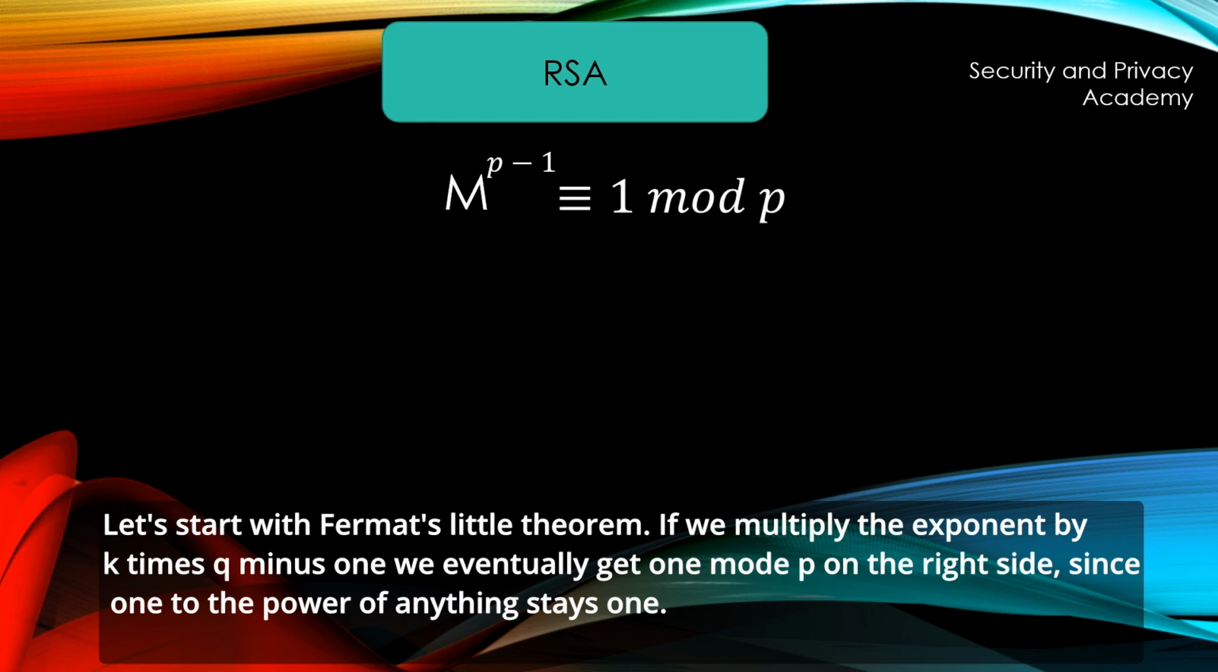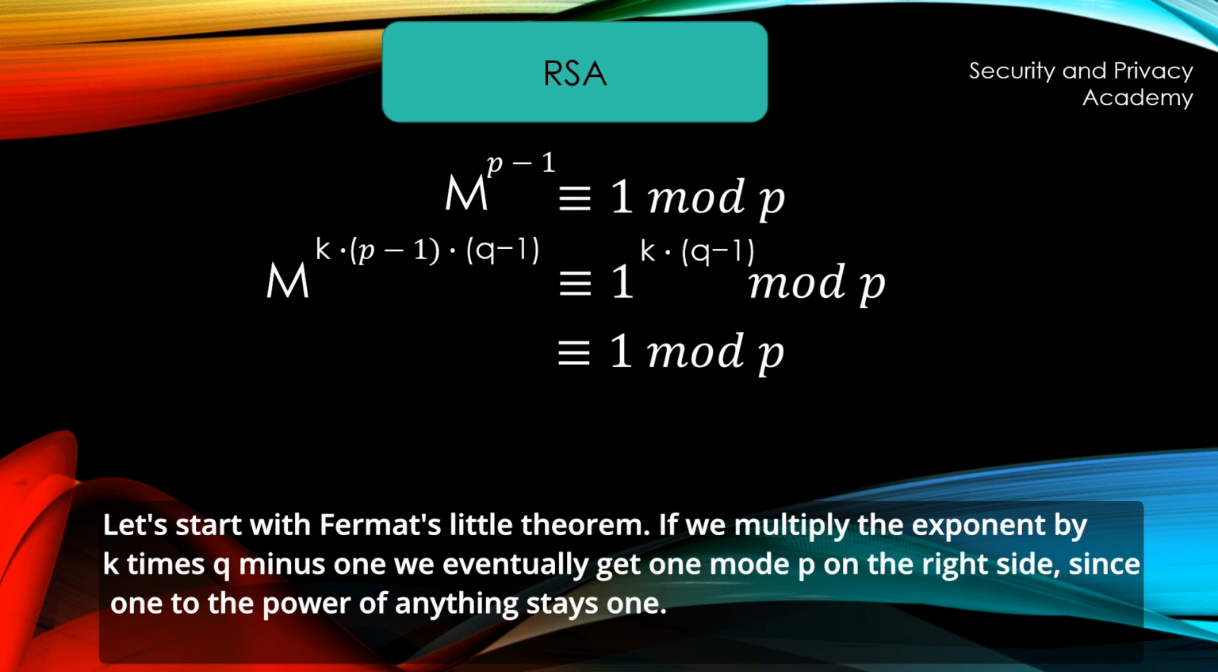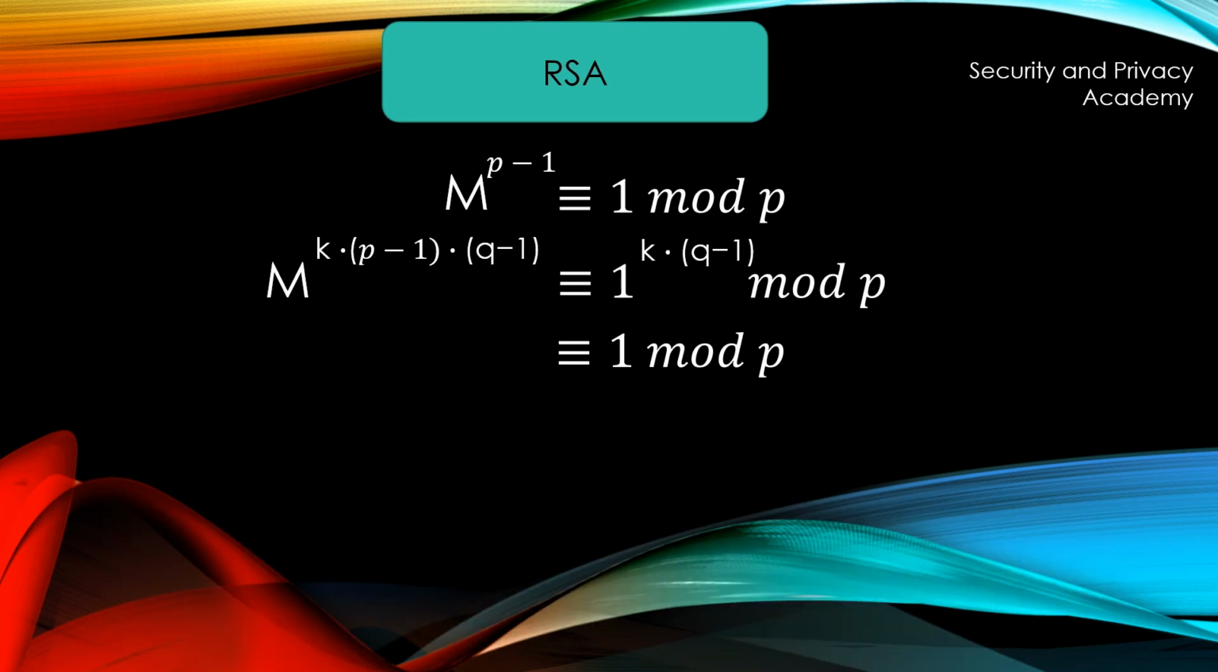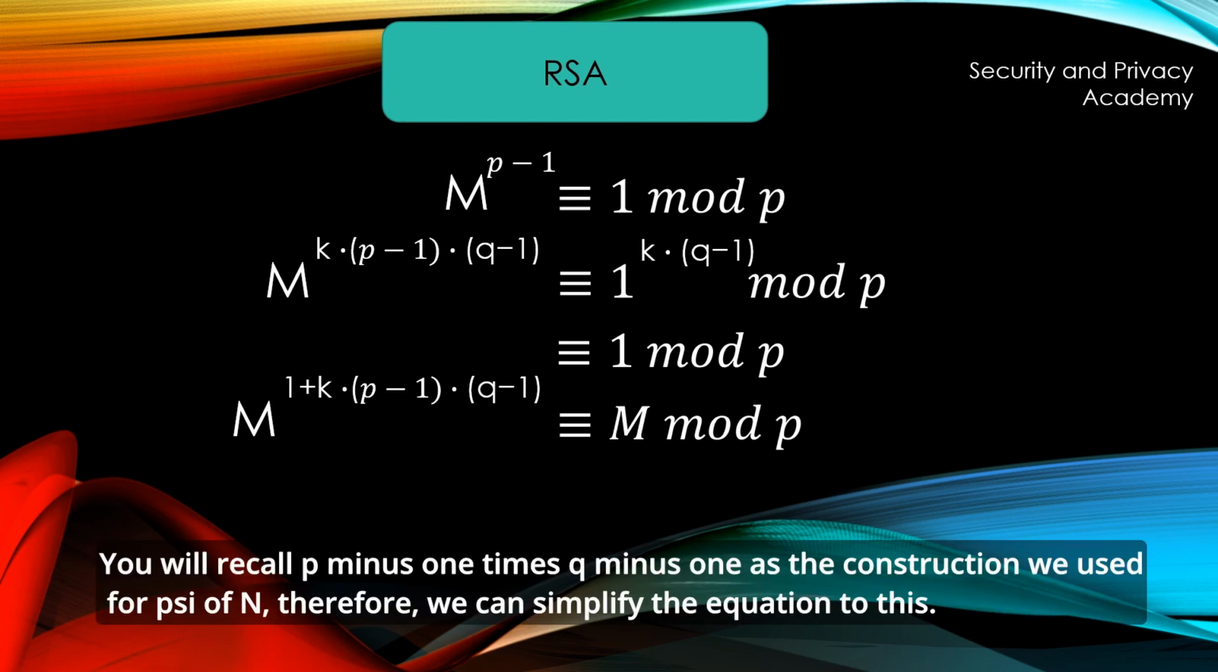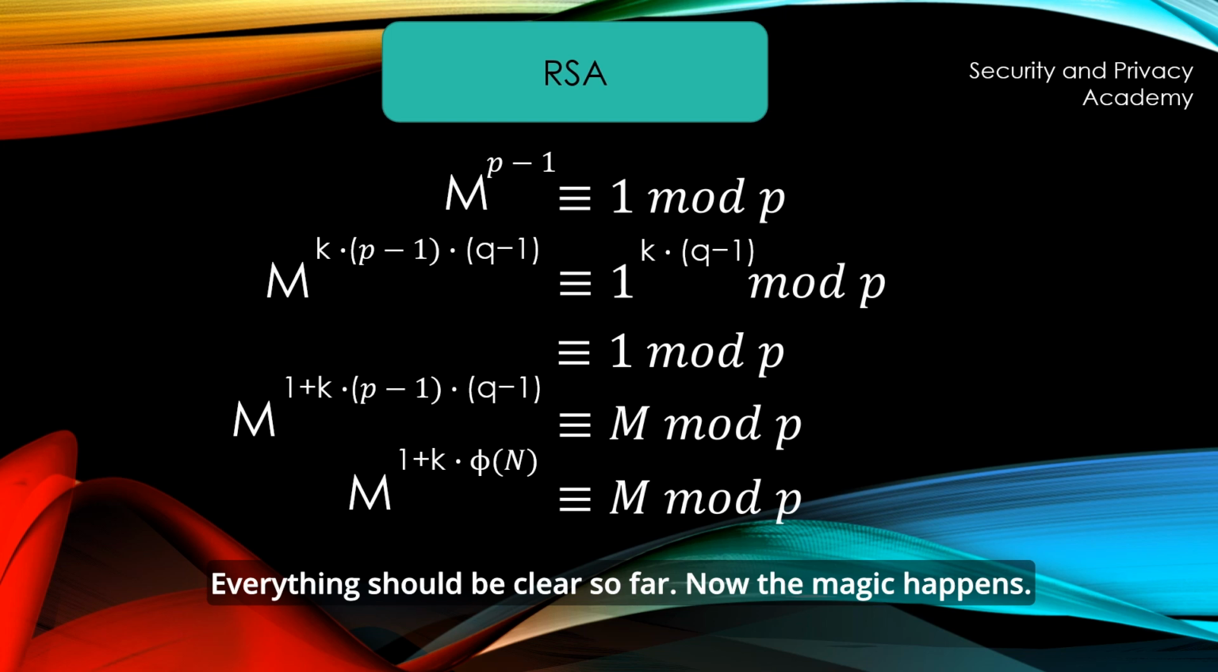Let's start with Fermat's little theorem. If we multiply the exponent by k times (q minus 1), we eventually get 1 mod p on the right side, since 1 to the power of anything stays 1. If we now multiply each side with m, we increase the exponent on the left-hand side by 1 and have as a result on the right-hand side m mod p. You will recall (p minus 1) times (q minus 1) as the construction we used for psi of n. Therefore, we can simply simplify the equation to this. Everything should be clear so far.